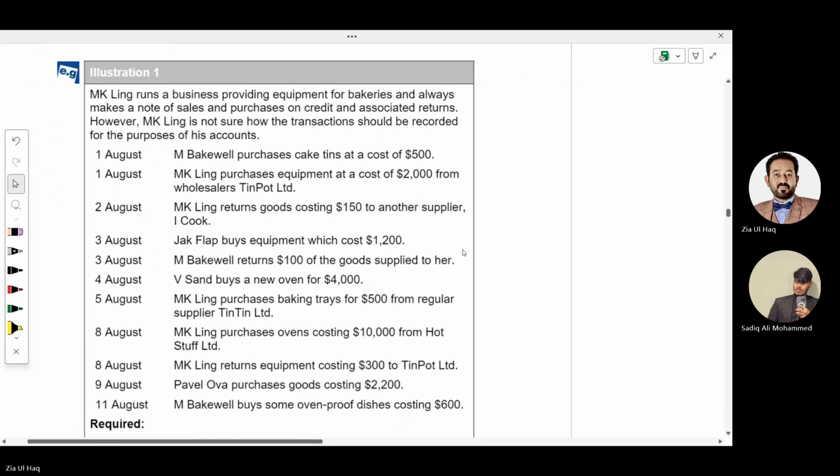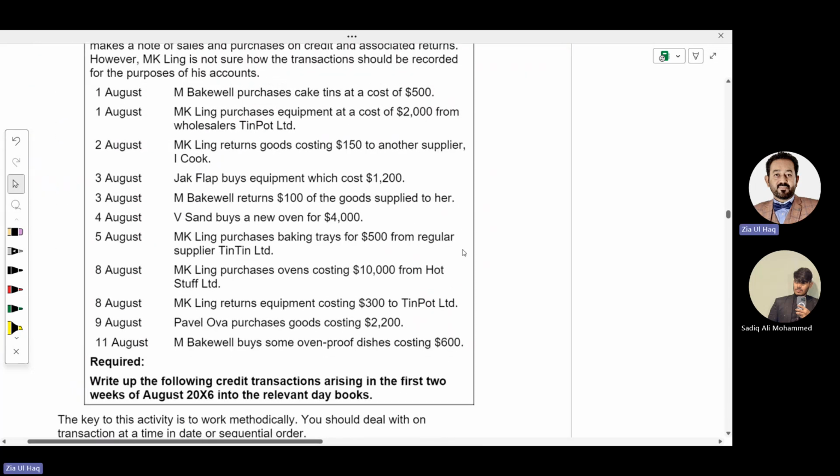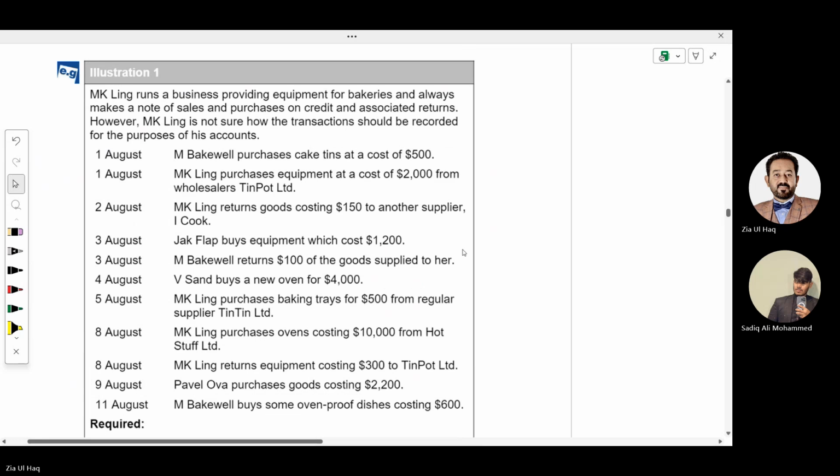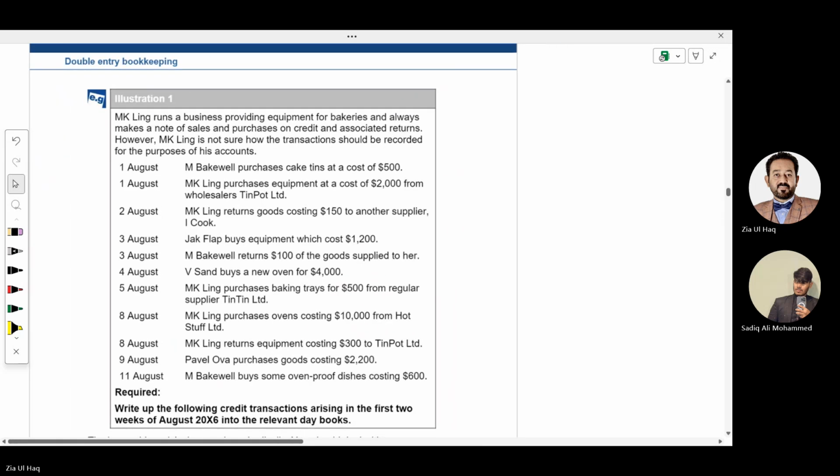Your task is what we need to do. Write up the following credit transactions arising in the first 2 weeks of August into the relevant day book. This means we need to identify in which day book they belong.